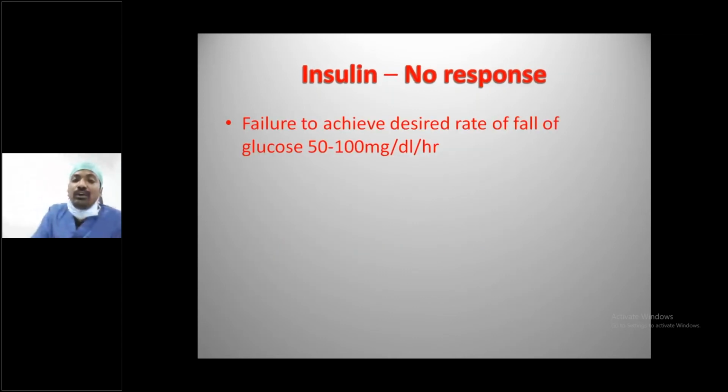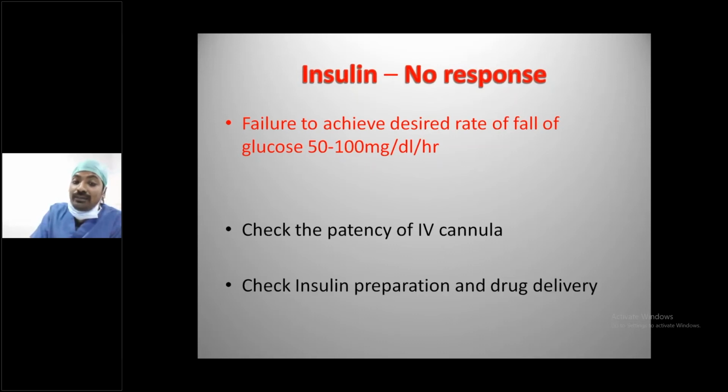So you have started insulin, but you have not seen any response, that is failure to achieve the desired rate of fall of glucose. Then always check the patency of the IV cannula and check insulin preparation and drug delivery of insulin. These are 95% of the causes of non-response to insulin, improperly prepared insulin. So always better to check patency of the IV cannula, preparation and delivery, and then hike insulin after optimizing all these conditions.